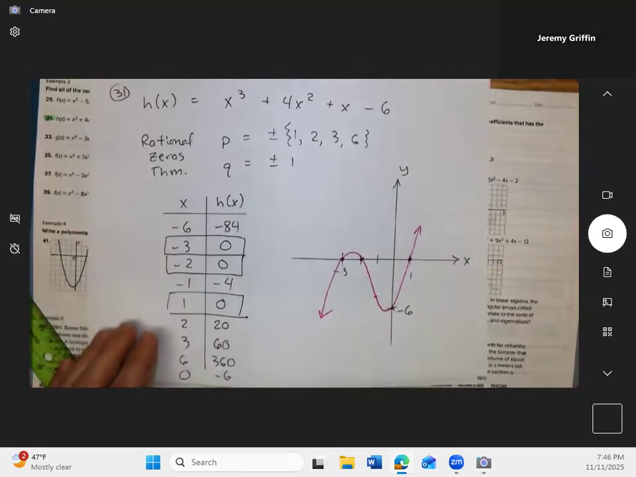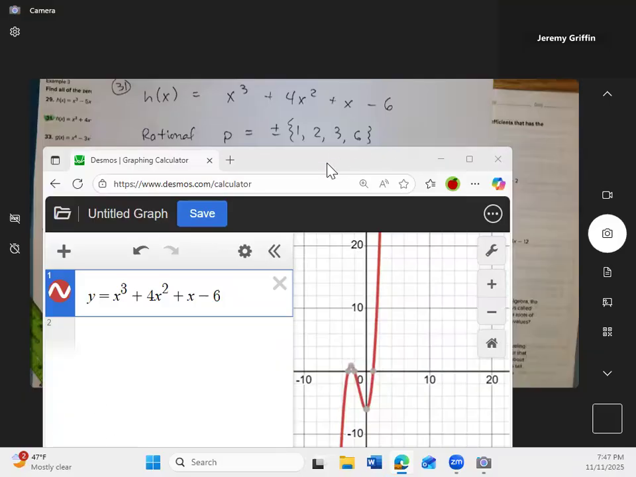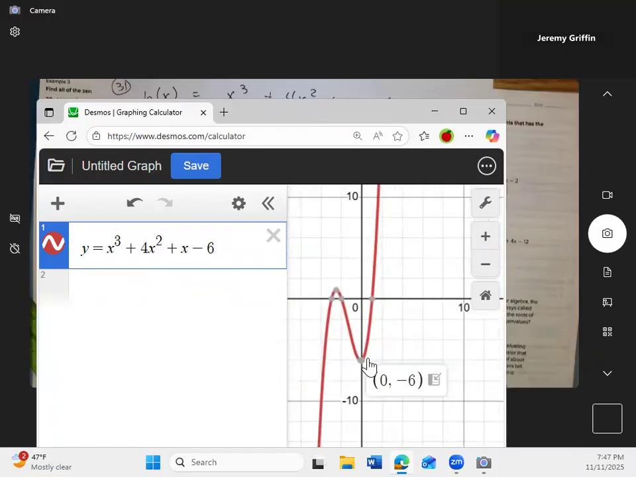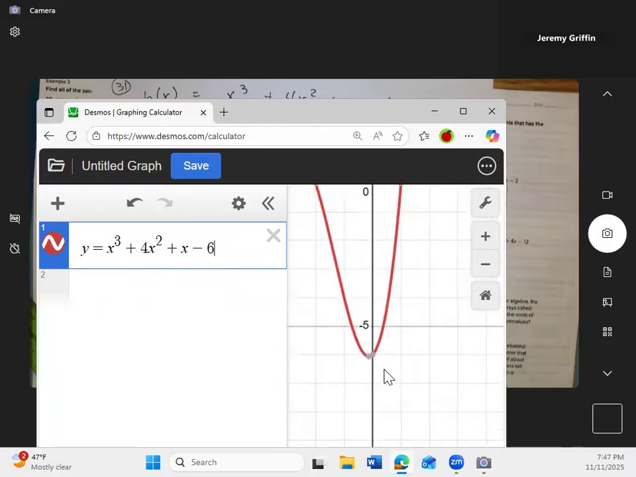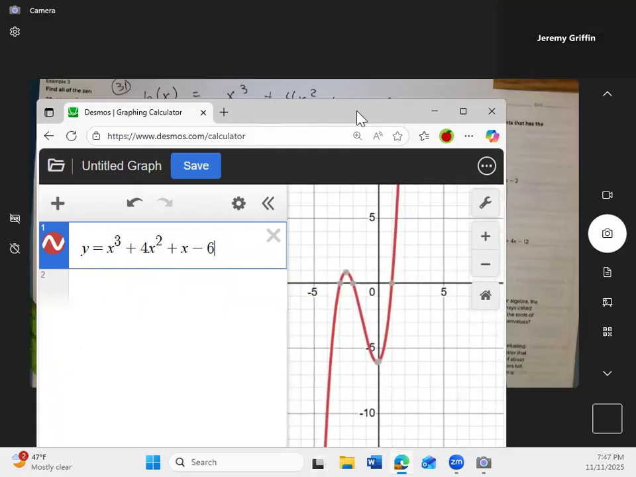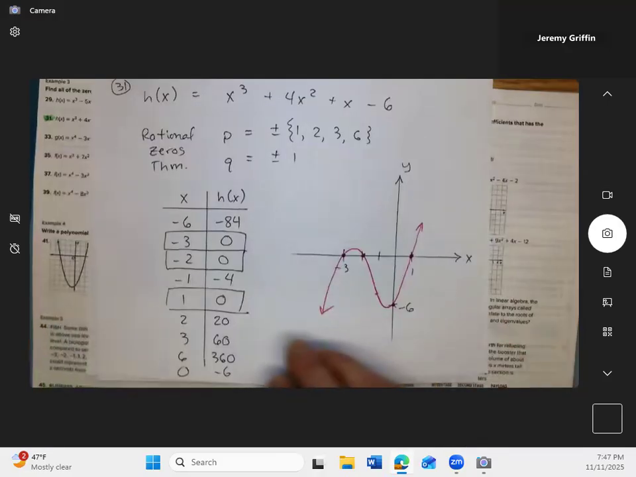Okay. I'm going to switch over and pop this in Desmos and confirm that that is, in fact, the graph. And look at that. That's pretty much what I drew, isn't it? Let's see if I made it any better. Well, actually, no, that is pretty much what I drew. Boom, boom. It's about the same thing. All right. So we are good.